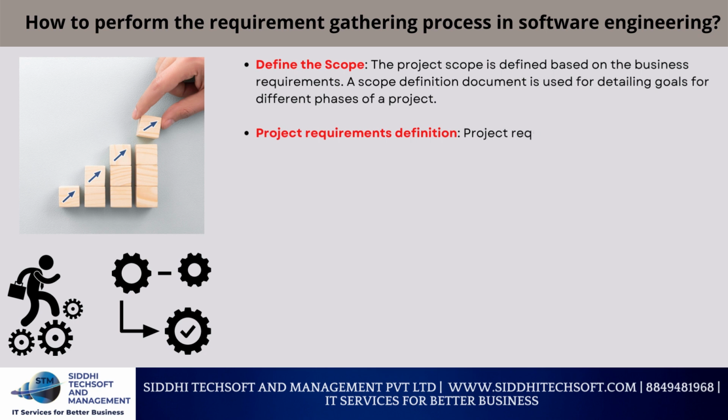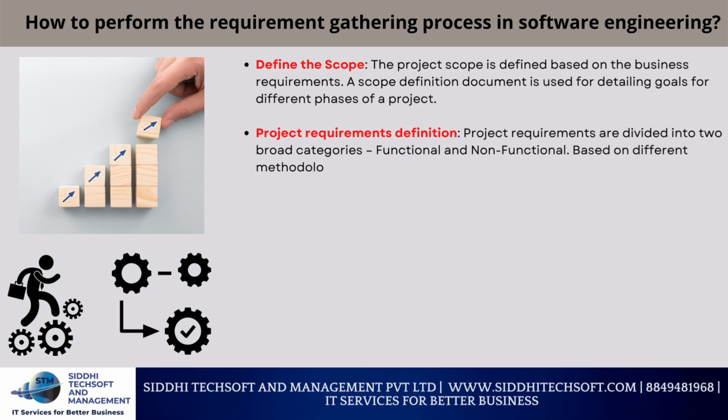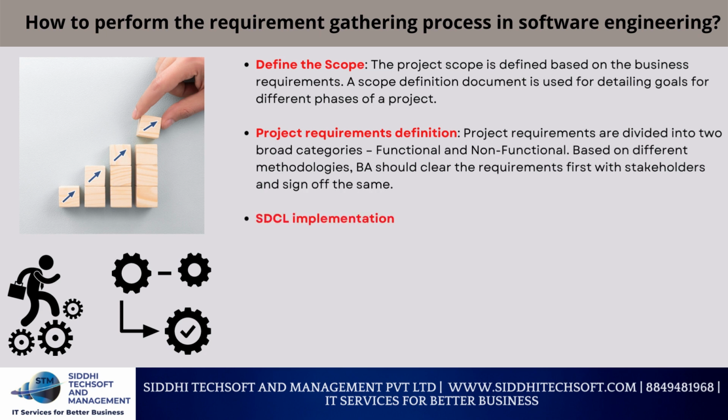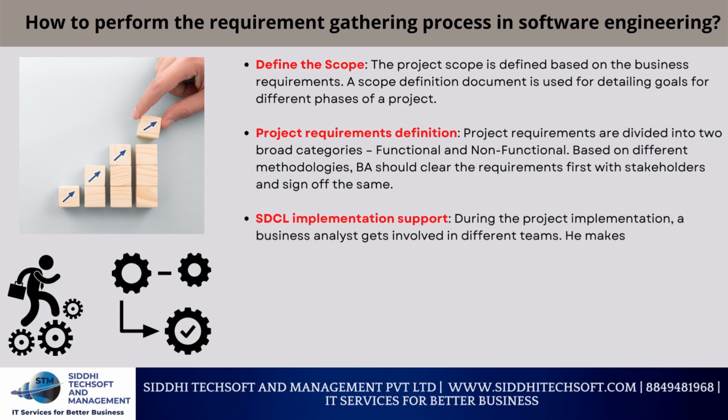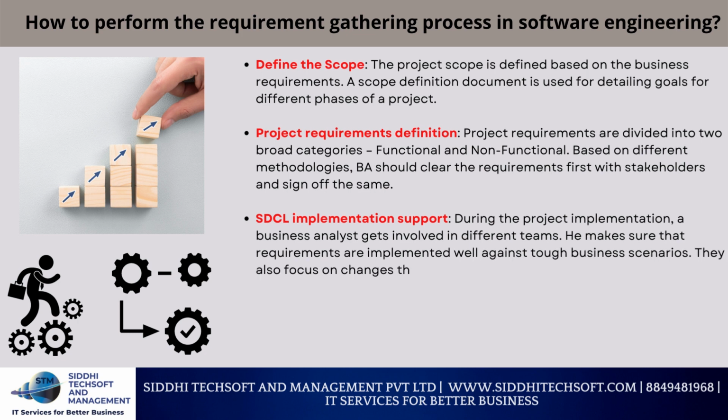Project requirements definition. Project requirements are divided into two broad categories: functional and non-functional. Based on different methodologies, the BA should clear the requirements first with stakeholders and sign off the same. SDLC implementation support. During the project implementation, a business analyst gets involved in different teams. He makes sure that requirements are implemented well against tough business scenarios. They also focus on changes that arise from stakeholders at a later point in time.